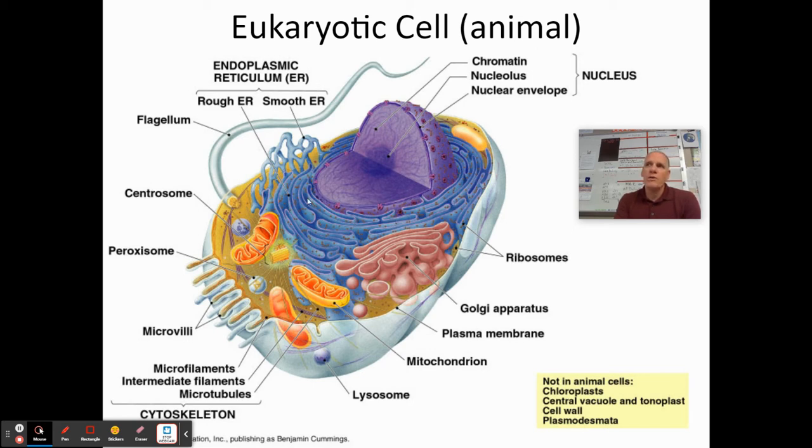I do want you to know how closely associated the endoplasmic reticulum is with the nucleus and also with the Golgi apparatus. And that's going to play a role when we talk about protein transport, protein movement, and things of that nature. Okay. Also notice down here things that you do not find in animal cells: chloroplast, central vacuole and tonoplast, a cell wall, or plasmodesmata, which are little holes in the cell wall that allow for communication between cells and between plant cells.